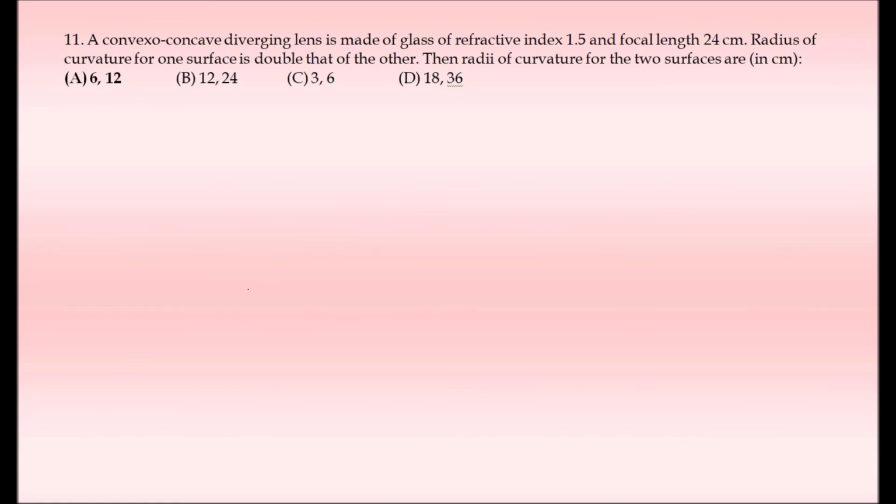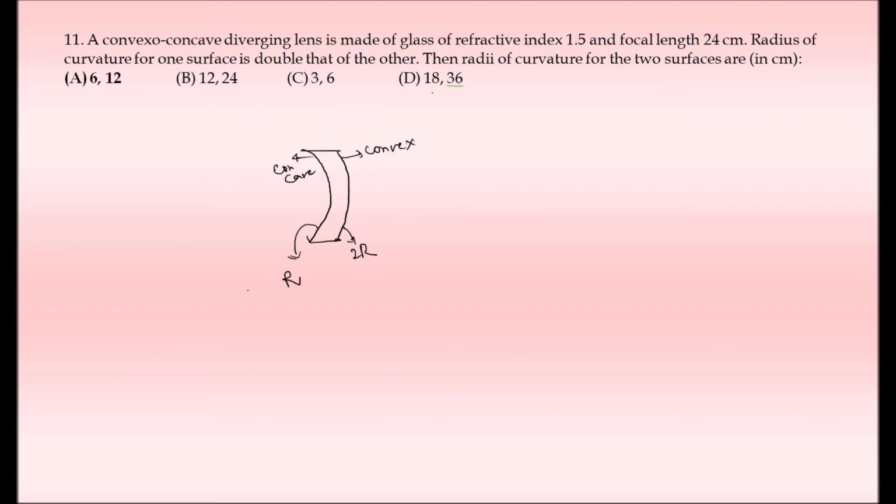First thing is that it's a convexo-concave diverging lens. So we first draw the convexo-concave diverging lens. This is the convexo-concave diverging lens, and this is our concave surface. This is our convex surface. The concave surface is steeper than the convex surface. That is, the radius of curvature of the concave surface will be less. So if its radius is r, then the other radius is 2r.